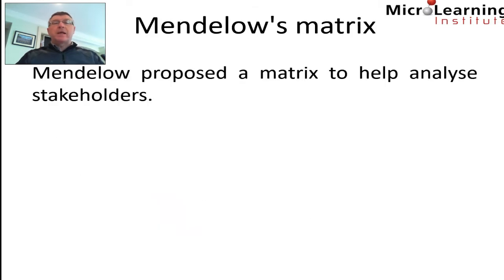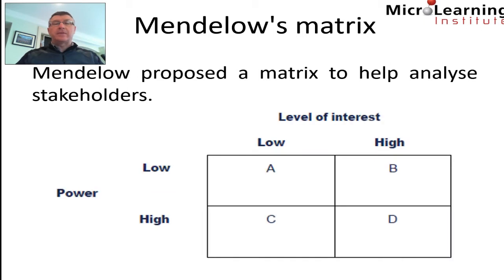Mendelow's matrix then proposes to help us analyse these stakeholders. And Mendelow's matrix we can see is a 2x2 matrix with, on the x-axis indicated across the top, we show the level of interest, and we make a judgment as to whether the level of interest of each stakeholder is low or high. And similarly on the y-axis we do the same for power, again making a judgment as to whether the level of power that each stakeholder possesses is either low or high.